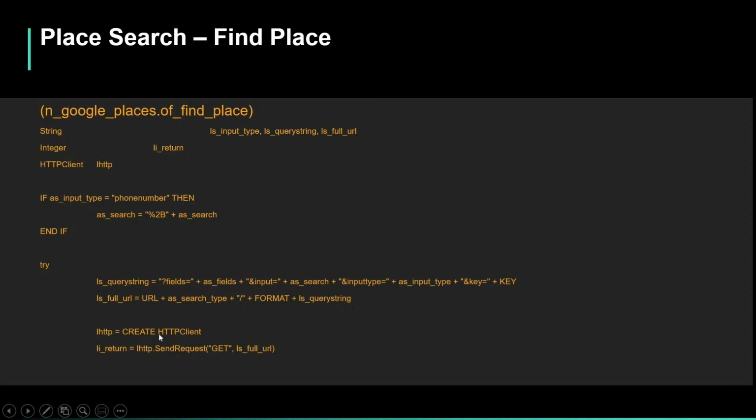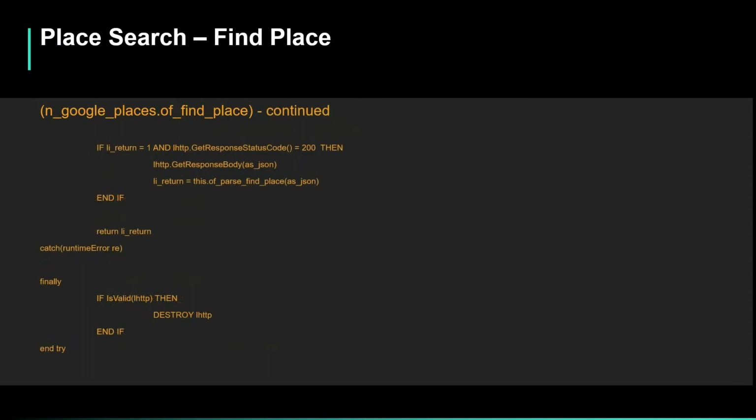And we create our HTTP client object, and we send the request. The type is GET, and then we send the full URL. And again, this is where you want to trap, as I showed in the debugger, and get the full URL if you want to put it in the browser and see what's returned. And then we just do some checking if it's a good return. If the response code from the service is 200, then we'll get the response body into this ASJSON variable, which we've passed by reference.